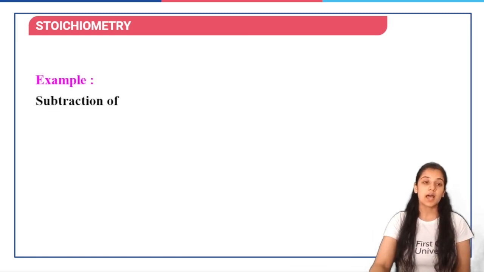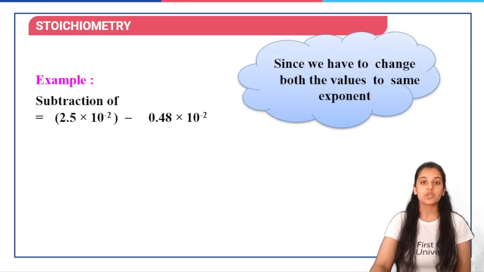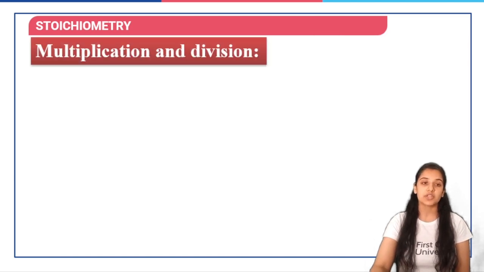Let us look at another example through subtraction. So subtraction of 2.5 into 10 raised to the power minus 2 and 0.48 into 10 raised to the power minus 2. Now, since 10 raised to the power minus 2 is the same, we do not have to change the exponents. We can simply subtract. 10 raised to the power minus 2 will remain as such, and we get the answer as 2.02 into 10 raised to the power minus 2.